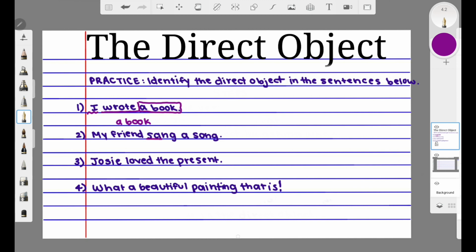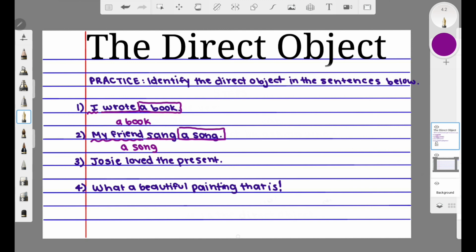Number 2, my friend sang a song. So sang is the verb. Who sang? My friend sang. My friend is the subject. My friend sang what? A song. That is our direct object.